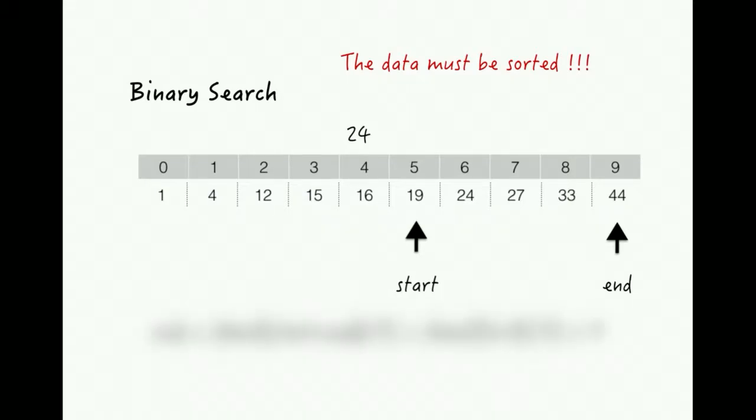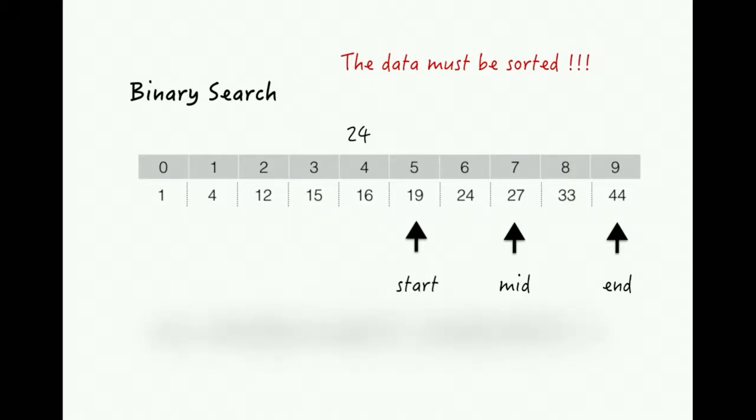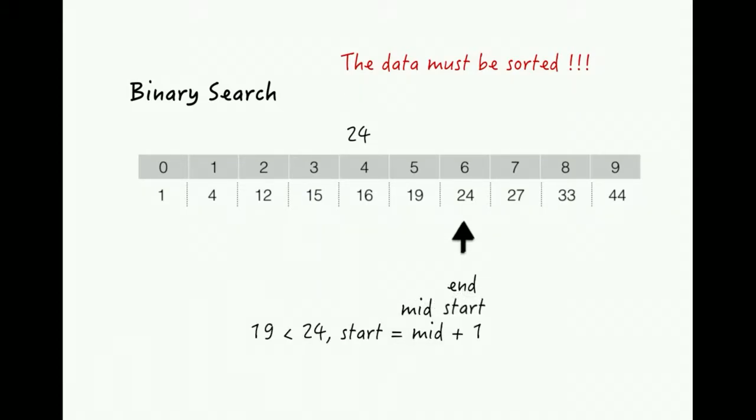Then we do the same thing again as above with updated start and end. This time, the target number is smaller than the midpoint, so the target must be in the left half of the range. So we reset our end to mid minus 1, and do the same thing again until we find our target number, or the start pointer passes the end pointer.